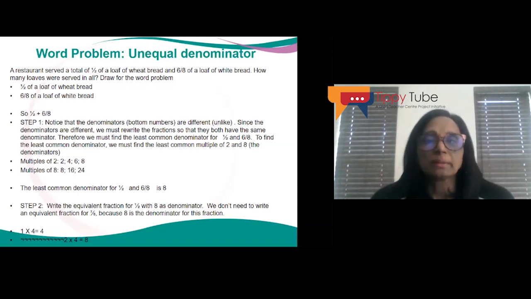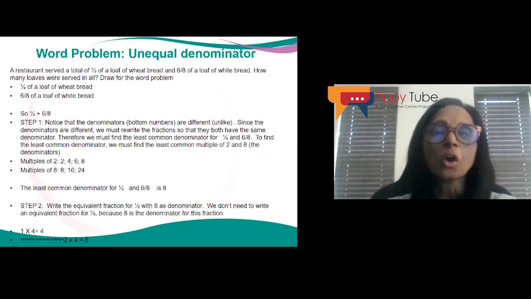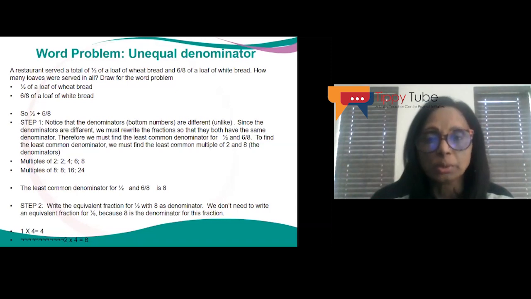Now let us look at this example here. A restaurant served a total of half a loaf of bread and 6/8 of a loaf of white bread. How many loaves were served in all? Now, firstly, you need to draw for this word problem. How would you visualize 1/2 of a loaf of bread? How will you draw 6/8 of a loaf of bread? Well, for 6/8, you draw a loaf of bread and divide it into 8 equal parts, and then you will color 6 out of the 8 parts to show that that was what was used.